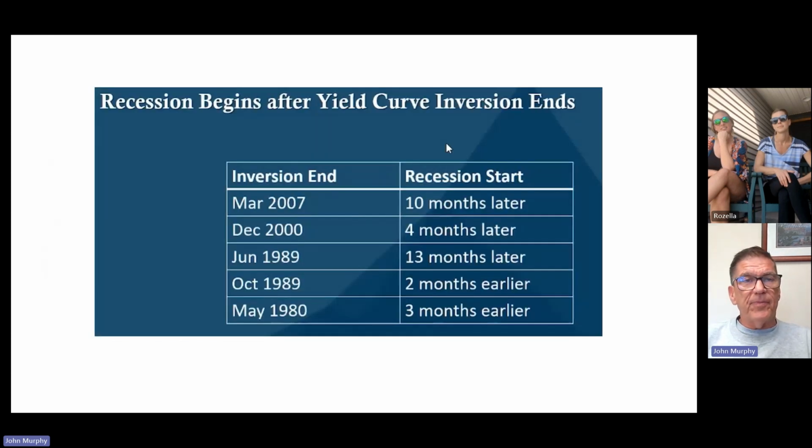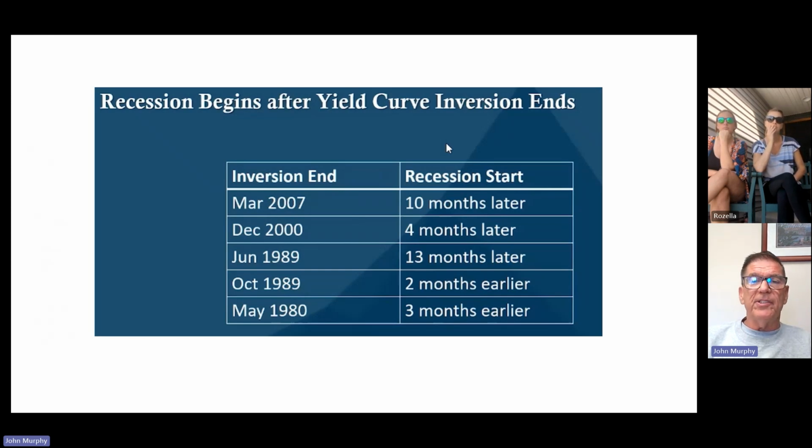For one thing, this is a little graph that shows you yield curve inversion, and what's happened when it ends. There are 5 periods there from 1980 all the way through 2007 when there was an inverted yield curve, and then the inverted yield curve ended and it became more of a normal curve. And then months later, in 1980, the bottom one, you can see 3 months actually earlier than that, there was a recession. And in October of 89, 2 months earlier than that. So it's tied very closely to that time period.